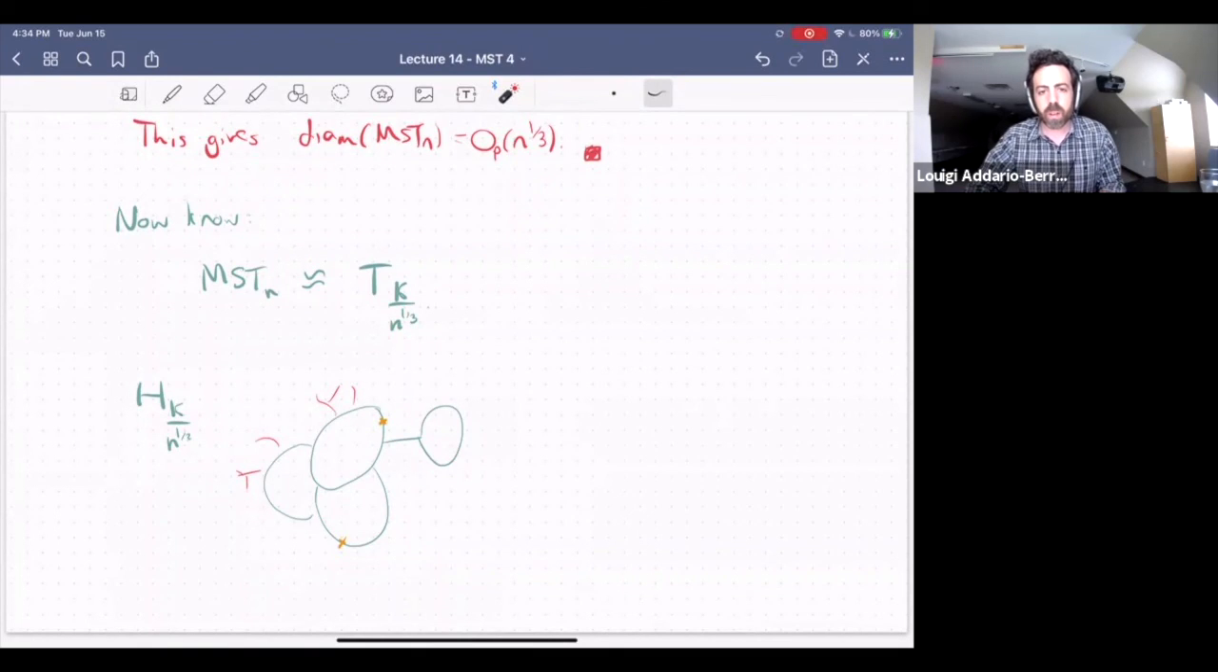I'm going to focus on the local structure for Thursday and Friday, describe the local limit of the minimum spanning tree and prove the law of large numbers for the total weight of the minimum spanning tree. Thanks.